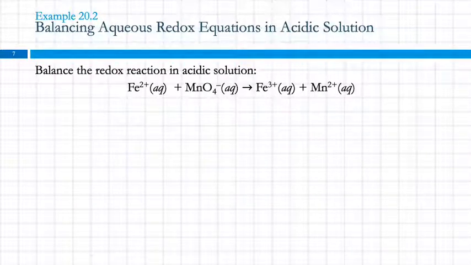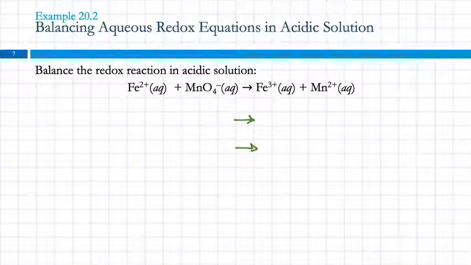So here's another one. We've got iron 2 ion and permanganate ion, forming iron 3 and manganese 2 ion. So I'm going to separate these into 2 half reactions. I'm going to make 2 equations out of this. Oh, I guess this will be green.